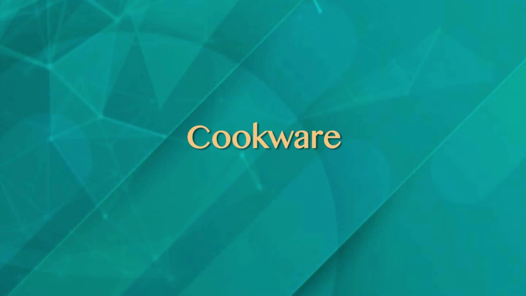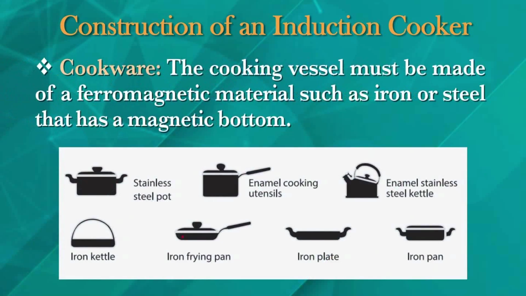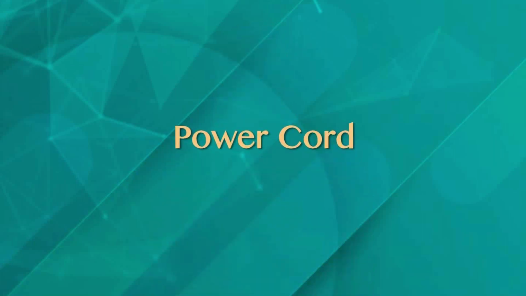The next component is the cookware. Induction cookers need cookware that is compatible with induction heating. The cooking vessel must be made of a ferromagnetic material such as iron or steel that has a magnetic bottom. Non-magnetic cookware made of aluminum or copper cannot be used as they have no layer of magnetic material at the bottom. Power cord.